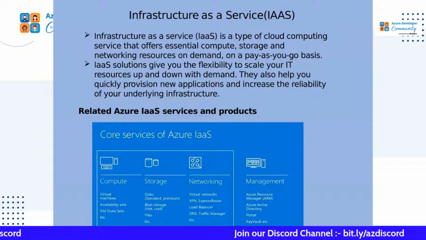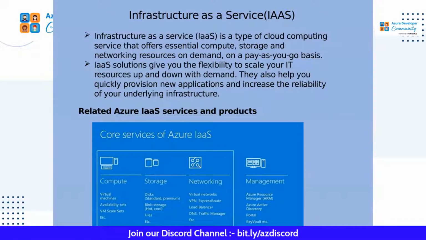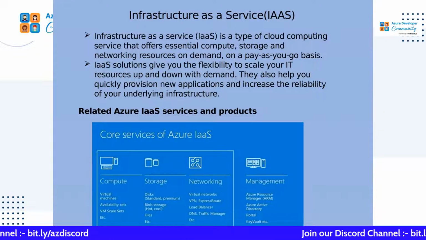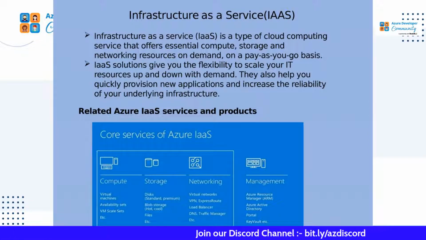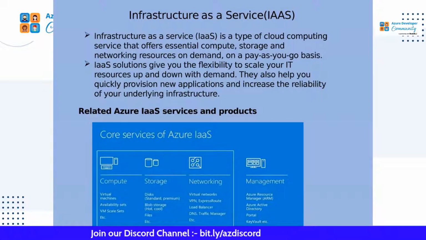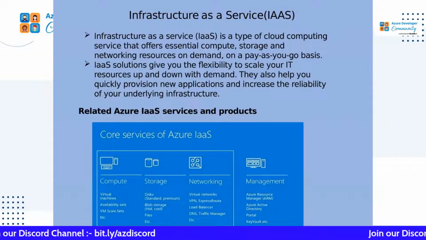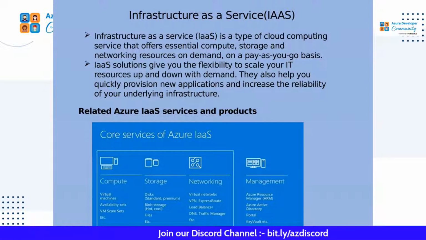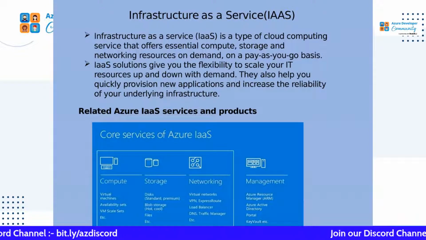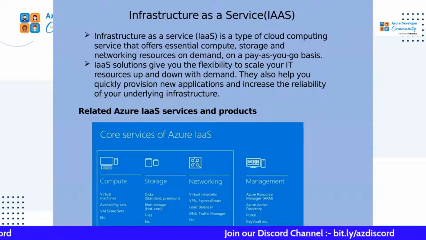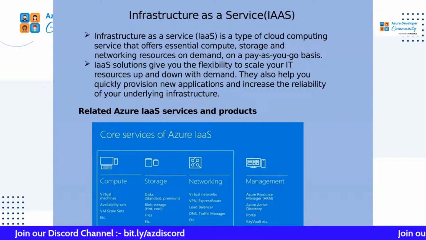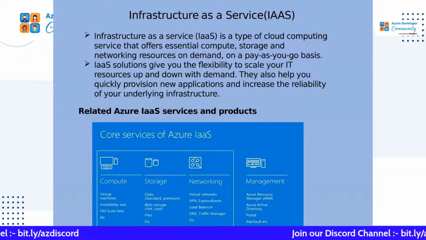When we're using infrastructure as a service, migrating your organization's infrastructure to an IaaS solution helps you reduce maintenance. Right now, when you come to on-premise data centers, saving money is very important to run your organization. So you can save money on hardware costs and gain real-time business insights. Infrastructure as a service gives you flexibility to scale your IT resources up or down based on your demand. If you have to provision new VMs quickly, say you get an order like, I need a VM within 2 days, infrastructure as a service quickly provisions new applications and increases reliability.